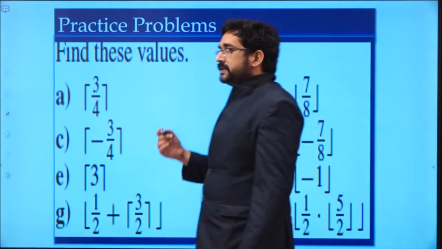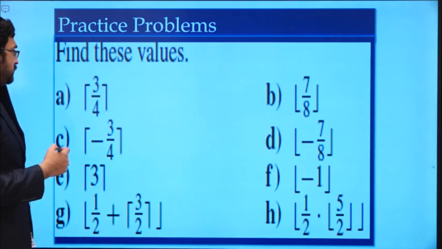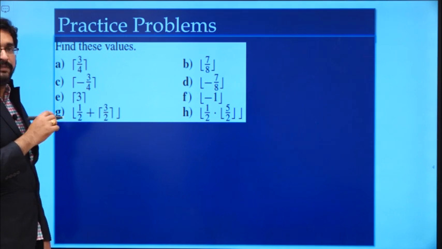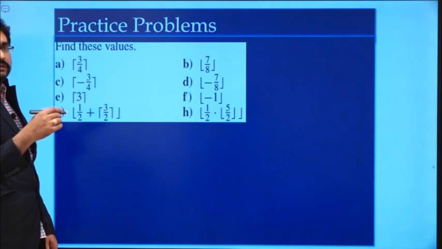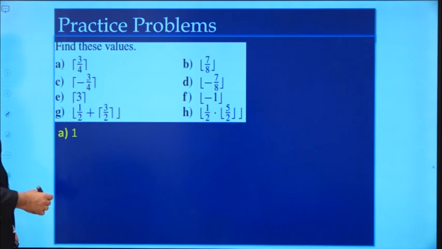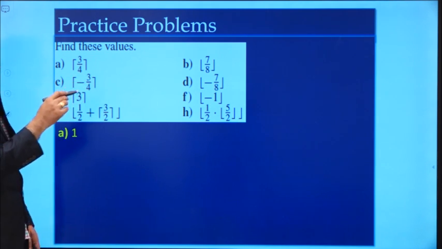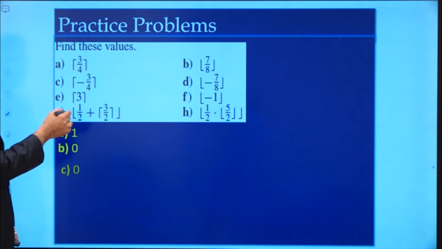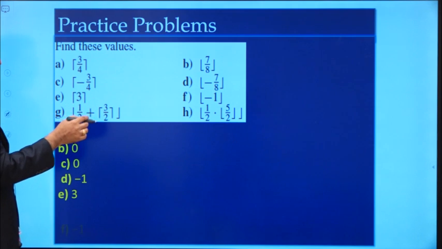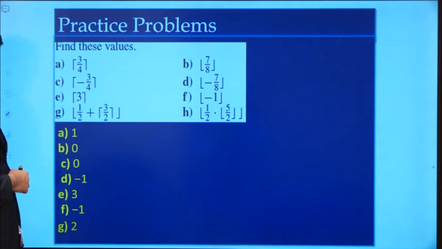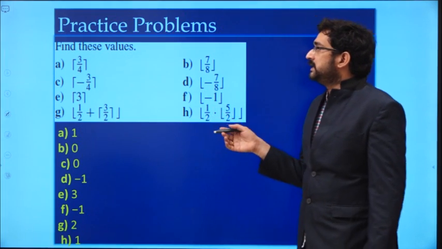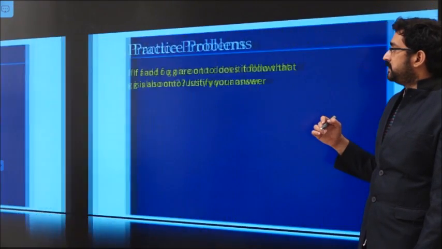Here we have to find the ceiling function and floor function values. So this is ceil of 3/4. 3/4 means 0 point something, so the nearest integer above will be 1. What is the second one? Floor of 7/8, 0 point something, so we will get 0. Similarly for the third one and the remaining parts, we get the values 0, -1, 3, -1, 2 and 1. In this way, we can find floor function and ceil function values for the given problem.